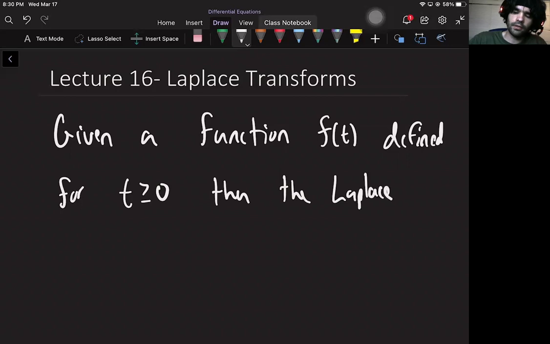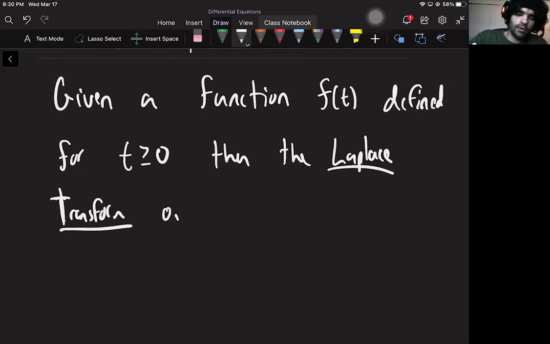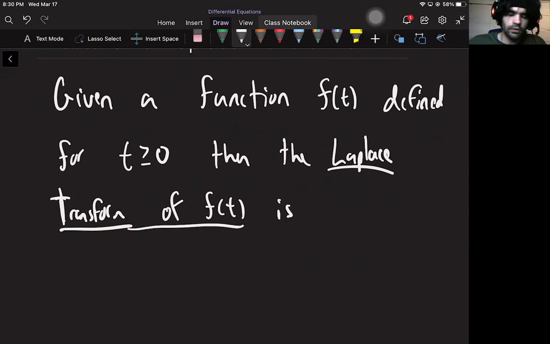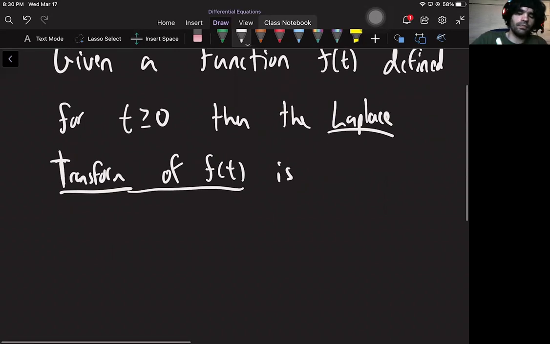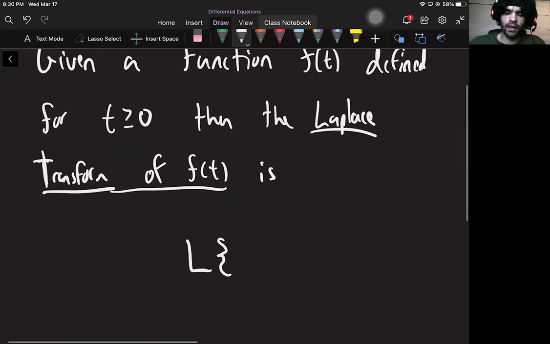So the Laplace transform, it doesn't have to be capitalized, but Laplace does, named after a famous mathematician, of f of t is, so there are a couple different notations. First, I'll write it like this. You use L, but it's a fancy script L that I can't draw, so I'm just drawing a capital L. But in books, you'll see a fancy version of this L.